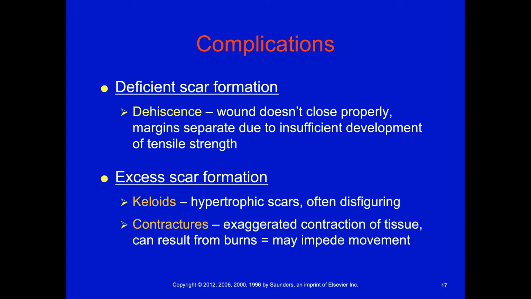And contractures can be a complication of keloids, certainly, or any excess scar tissue that is formed. So this is where you have an exaggerated contraction of the tissue around the scar. This is primarily a result from burns, and it can be so severe that it can impede the actual movement of the tissue in the area, or even a limb that may be involved with this.